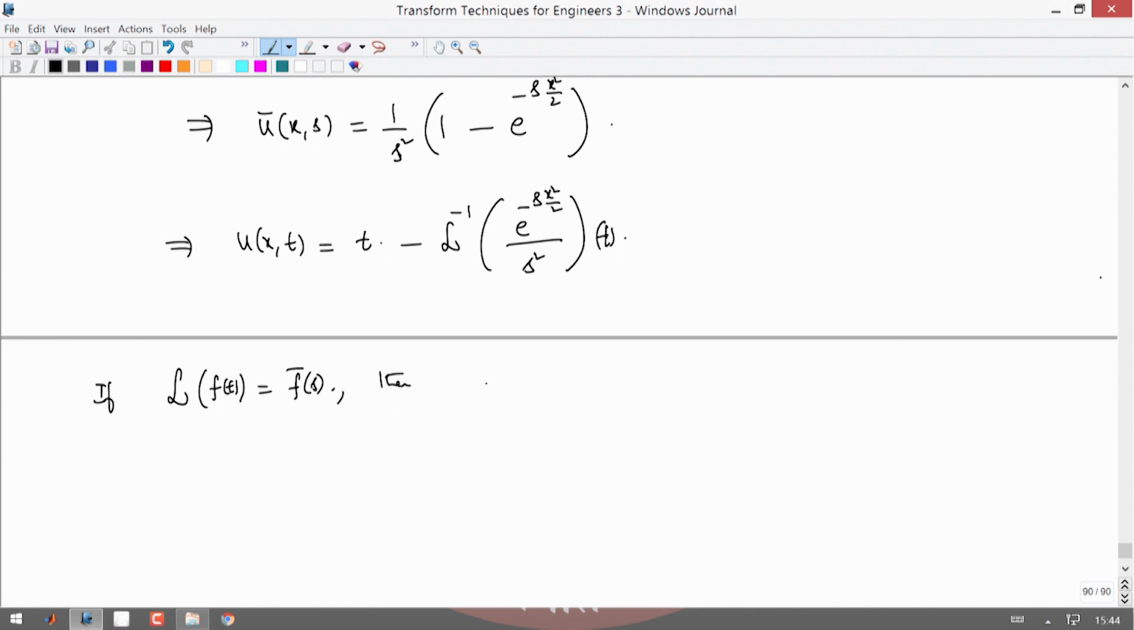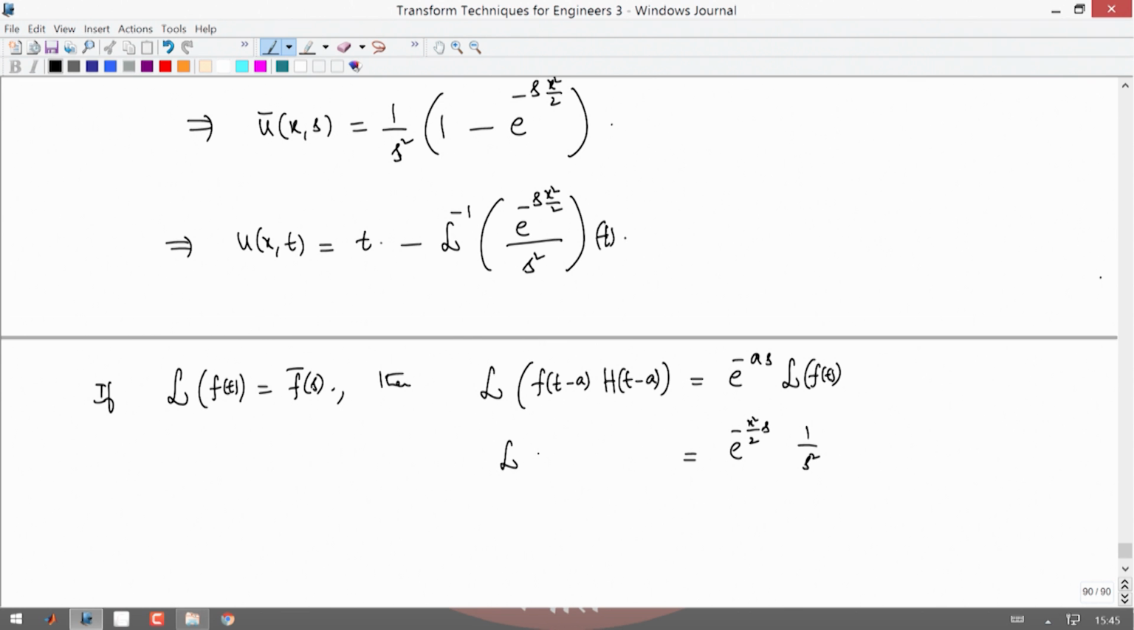then the Laplace transform of f of t minus a times the Heaviside function of t minus a is equal to e power minus a s times the Laplace transform of f of t. Okay. So, this is exactly what we use here. If you bring it here, we know that 1 by s square is the Laplace transform of t, and this is e power minus x square by 2 into s.